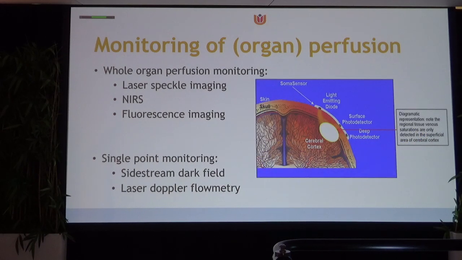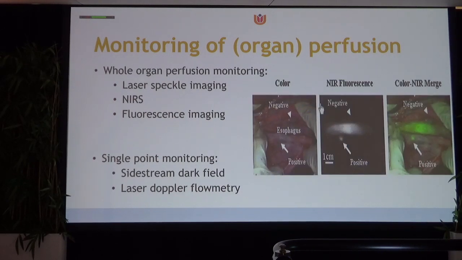You have NIRS that is also used in the operating setting, which is based on the different absorbing characteristics of light by hemoglobin and oxygenated hemoglobin. Fluorescence imaging is also very nice. You have to use a contrast dye, and this molecule gets in an excited state, and when it's releasing its photon, you can measure it, and you can actually show the whole organ and also the perfusion of organs.